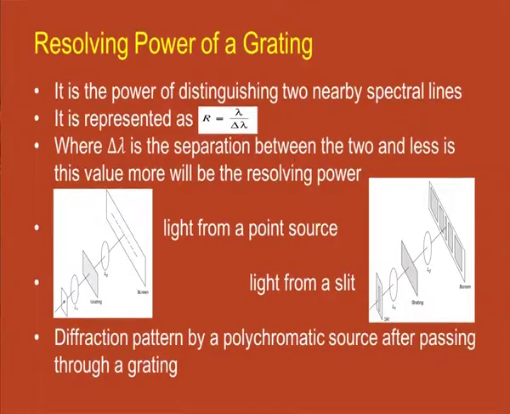It is the power of distinguishing two nearby spectral lines, and that is called the resolving power. It is represented by R, and that is equal to lambda by delta lambda, where delta lambda is the separation between the two, and the smaller this value, the more the resolving power.